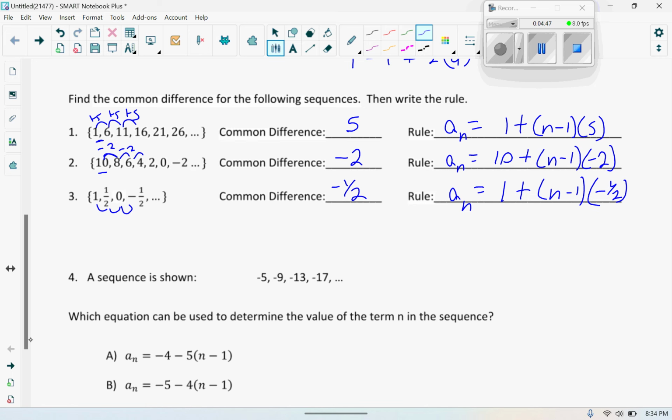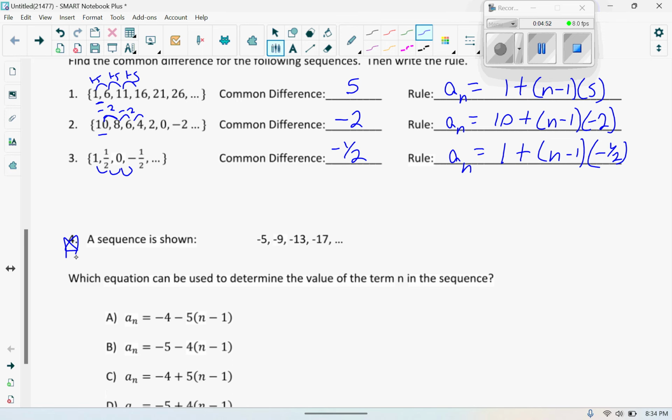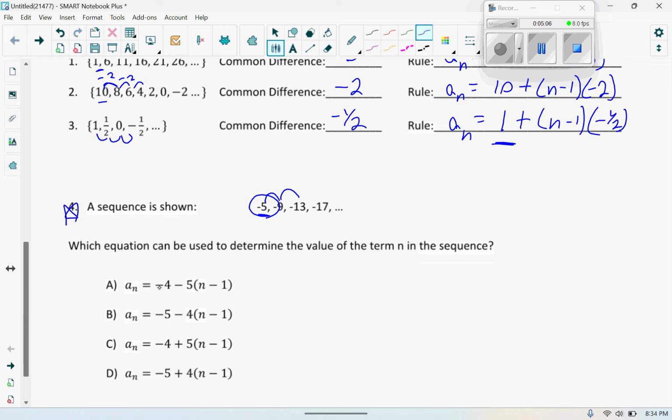Now I have a sequence, and this is one of our testlet questions. Let's see if we can figure out what the pattern is. I know that my first term, right here, is negative 5. So I can go down here and automatically get rid of those two. What am I doing? Am I adding 4 or subtracting 4 every time? It looks like I'm subtracting 4 every time, so it's going to be answer choice B.